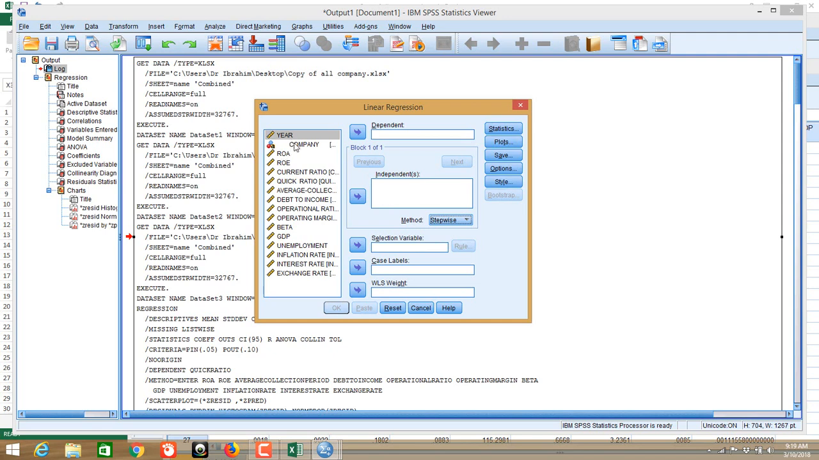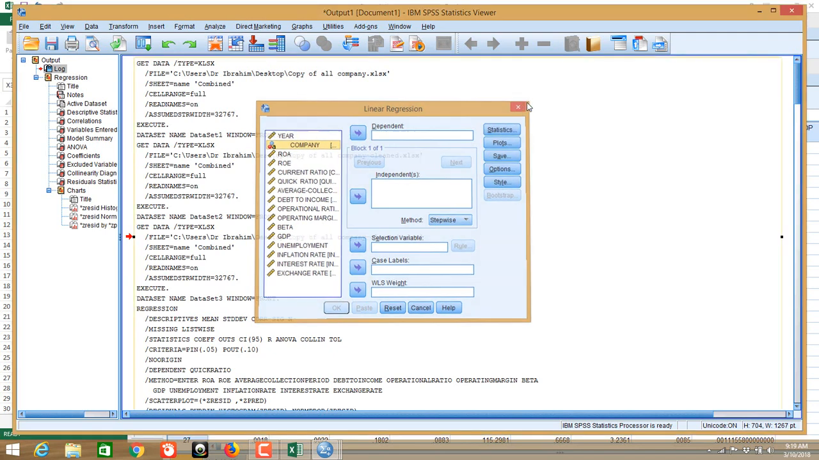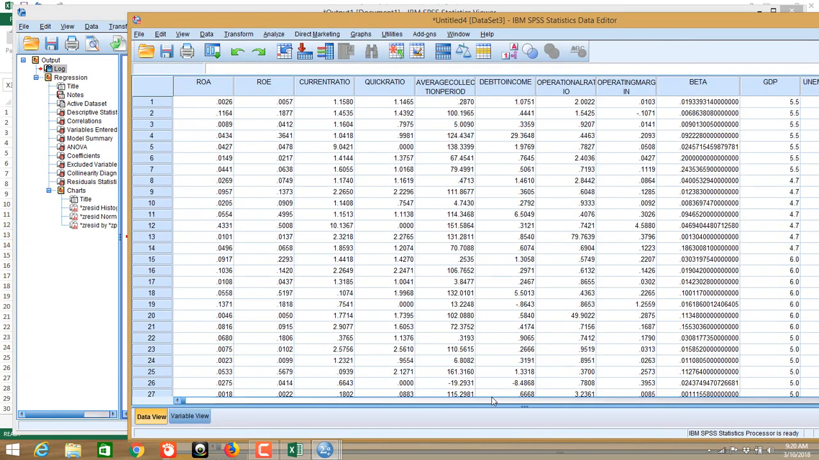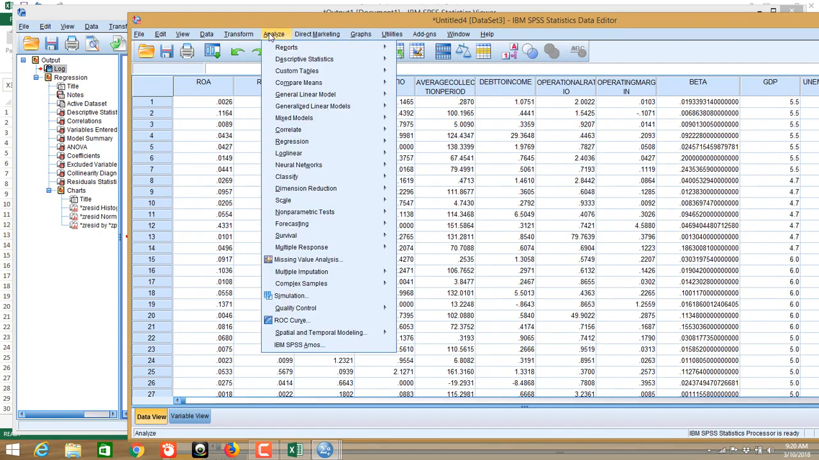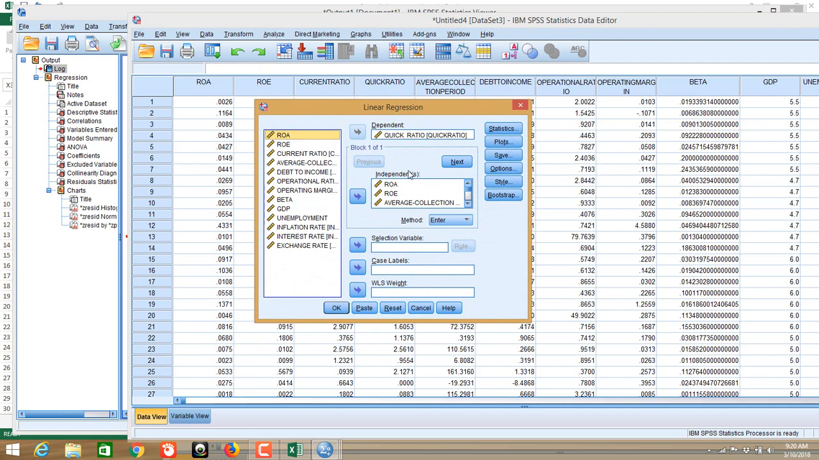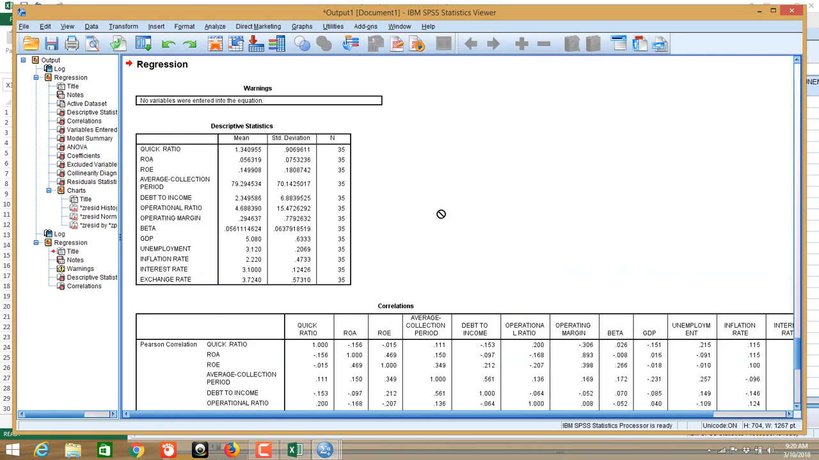See that? Everything leave it as it is. And then, I have to use this data. I go to analyze, I go to regression. Okay, this is the same data, you see? Nothing changed. And then you just change methods.